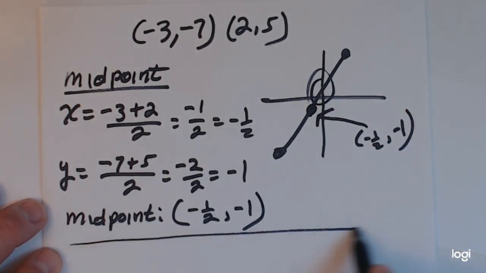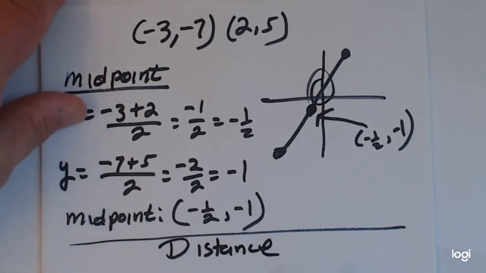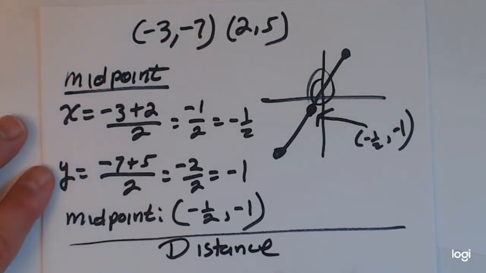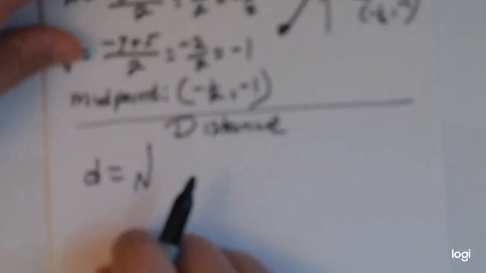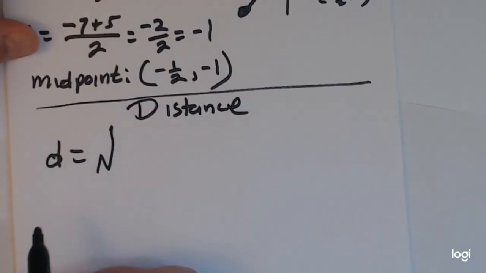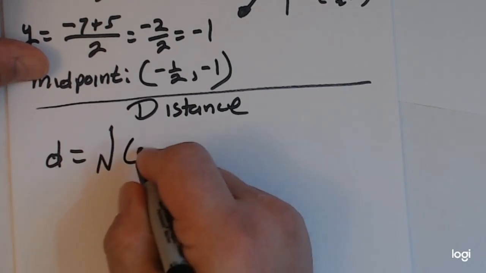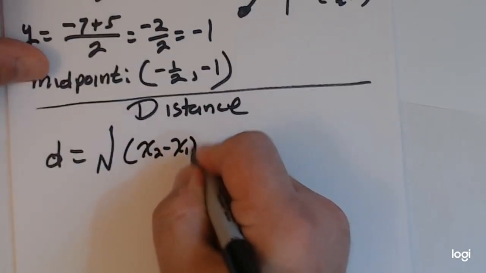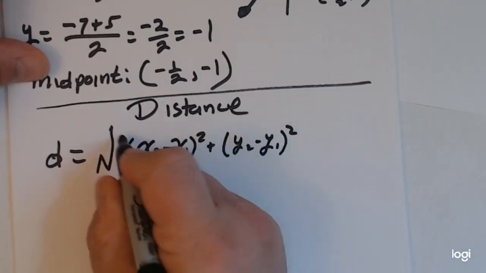Now what we want to do is find the distance. Now, the distance formula is the square root. I'm going to show you how easy this is and how it relates to the Pythagorean Theorem. It's mind-boggling, let's put it that way. So it's x sub 2 minus x sub 1 squared plus y sub 2 minus y sub 1 squared.